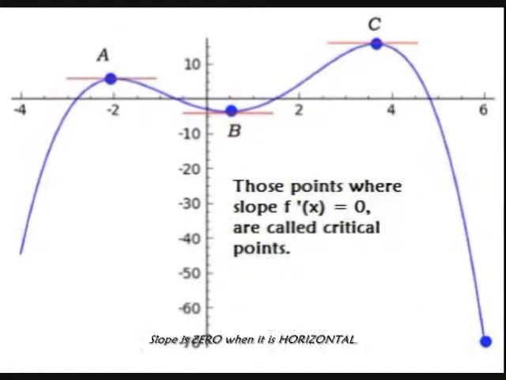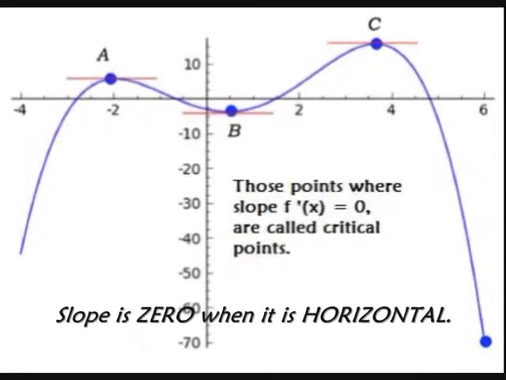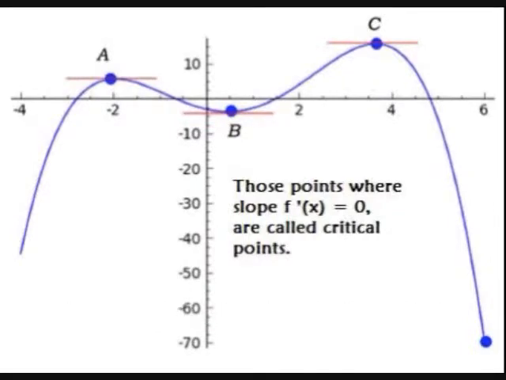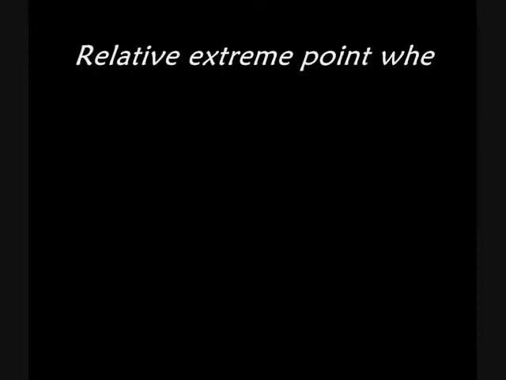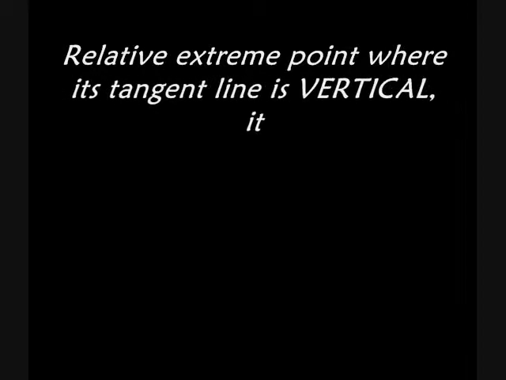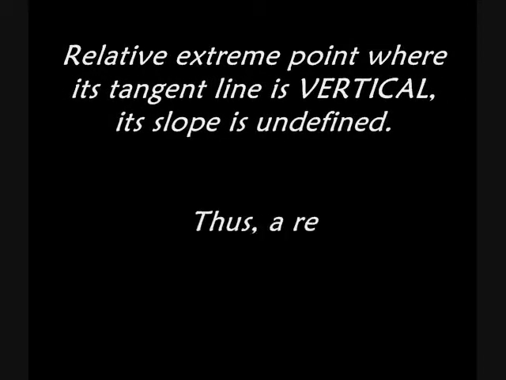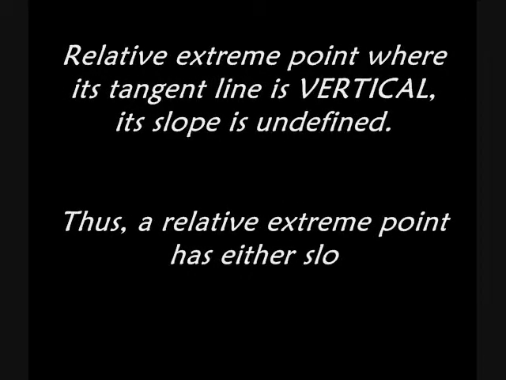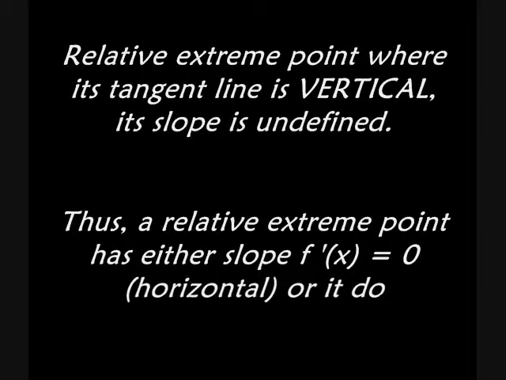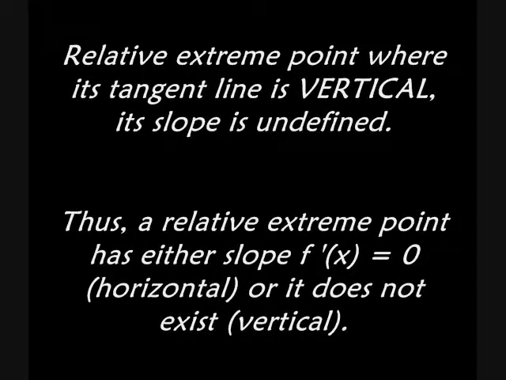Now, observe that the relative extrema, maximum and minimum, are attained only at points where the tangent line is horizontal. That is, where the slope of the tangent line is 0. And those points where the slope of the tangent line is 0 are called the critical points. In other cases, relative extrema can be found where the tangent line is vertical. That is, where the slope of the tangent line is undefined. It follows that, at a relative extreme point, either the derivative is 0 or it does not exist.